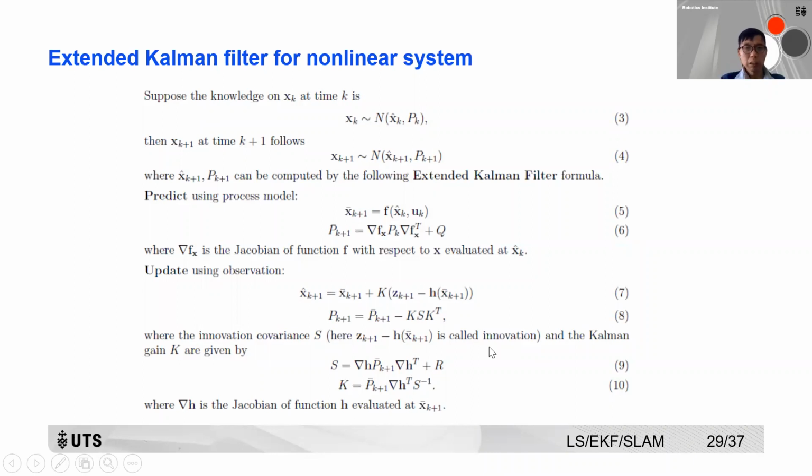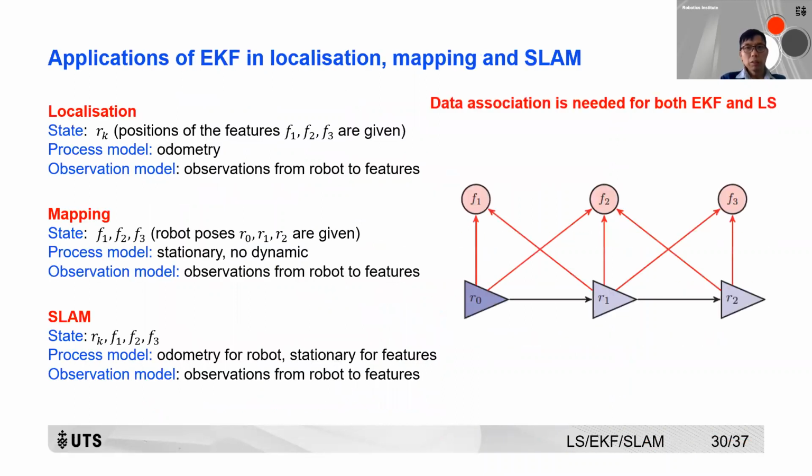Another way to do data association is to use SIFT or SURF feature extraction and matching. After that, you do some kind of RANSAC to remove outliers and so on. I don't want to talk too much about the details of data association, but it is a critical part of practical localization, mapping, and SLAM, no matter whether you use EKF or least square. For the least square, what we are talking about is a kind of offline approach. We already did the data association, but in real cases, you need to do it incrementally.